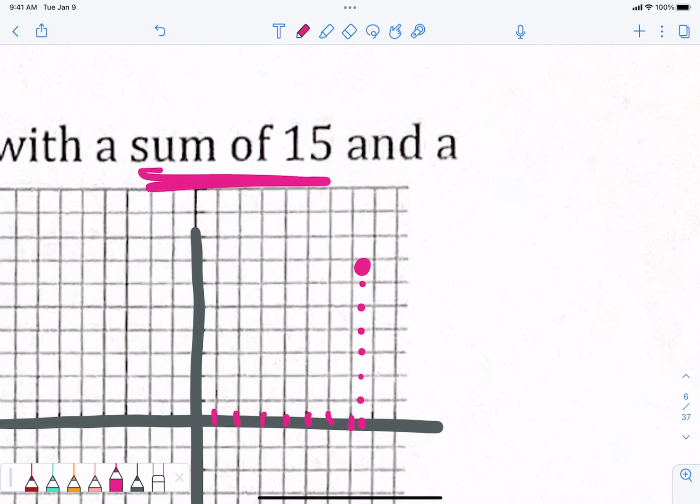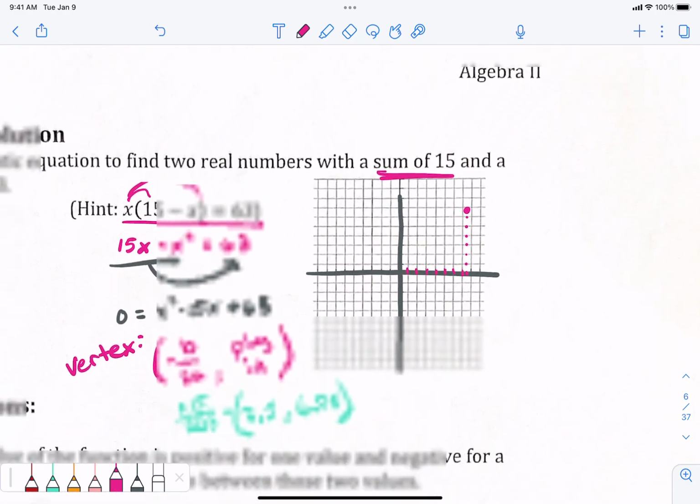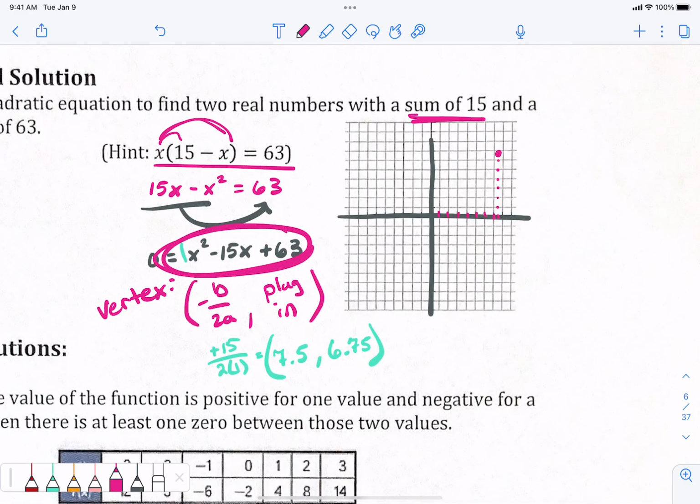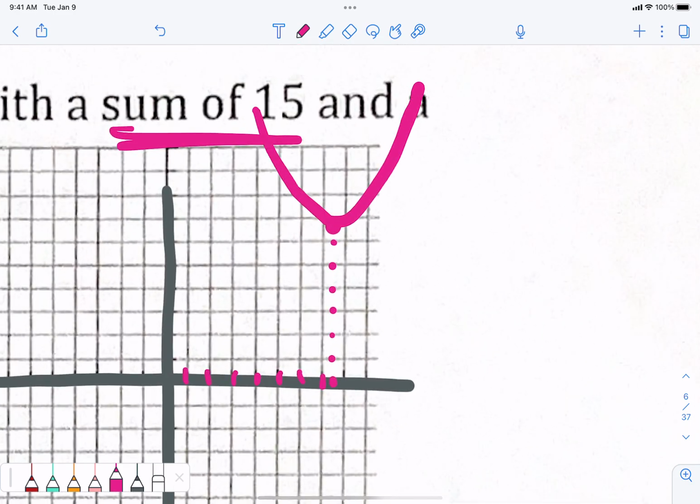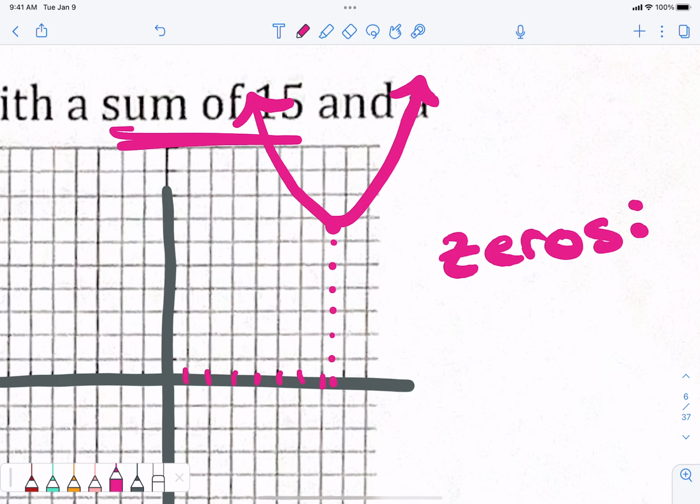Okay, now, from that dot, I know that he is going to go up. He's going to smile, right? Because he's positive x squared. Okay, so here we go. He looks like this. I don't know how wide or how skinny he is, but that's what he looks like. Which means the zeros, where does he cross? Nowhere. He has no zeros. I avoided making a table by finding the vertex. Go me. Beautiful. Love it.